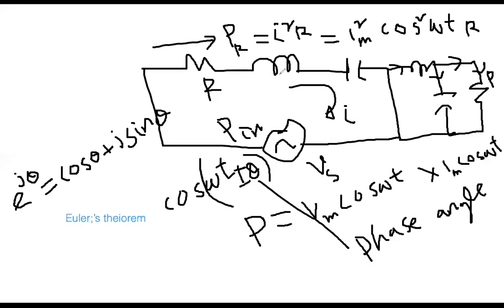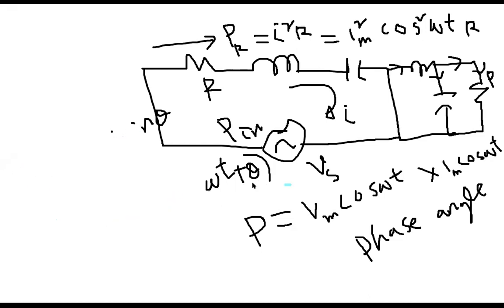Now the question is, what is the problem? I believe you are facing a problem. The problem is that, for example, for this type of network, you solve for the power here, for example, and you got this type of result.